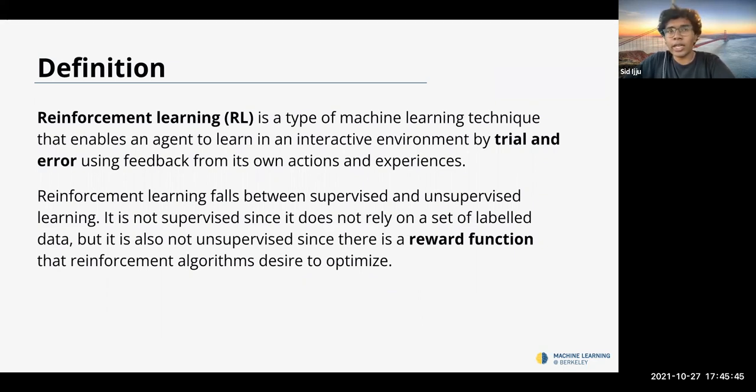So it doesn't rely on a set of labeled data in particular, because you're not saying, I want this output for this particular input, but it's also not unsupervised, since you are telling it, this is wrong, this is right, or this is good, or this is bad. And that thing I just said, where this is wrong, this is right, is called a reward function, which is what reinforcement learning algorithms desire to optimize. You can think of it as analogous to a loss function, but not quite a loss function. It's not running on a set of labeled data, but rather on an environment and a state for the agent.